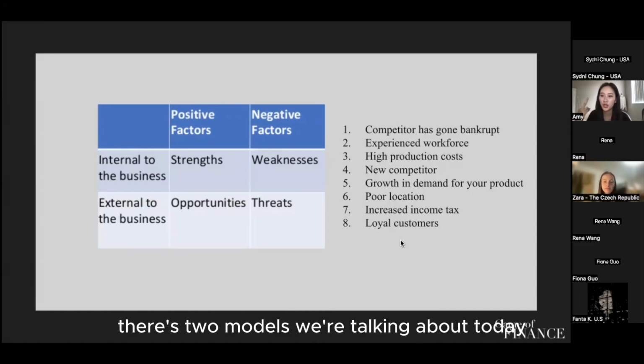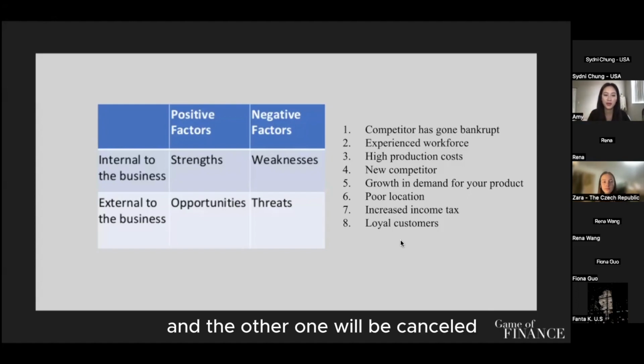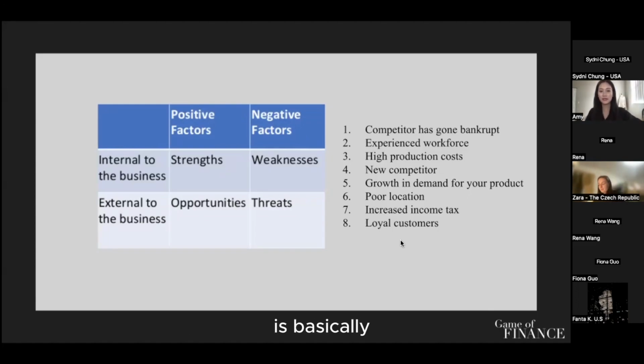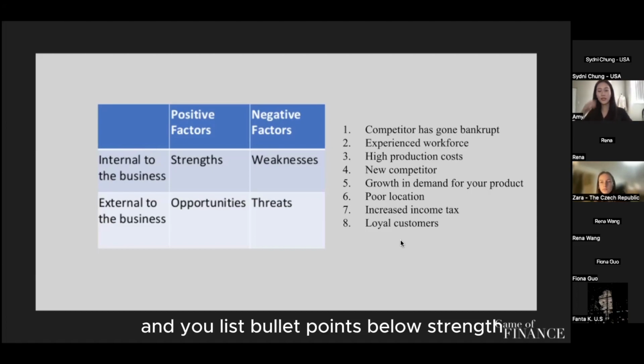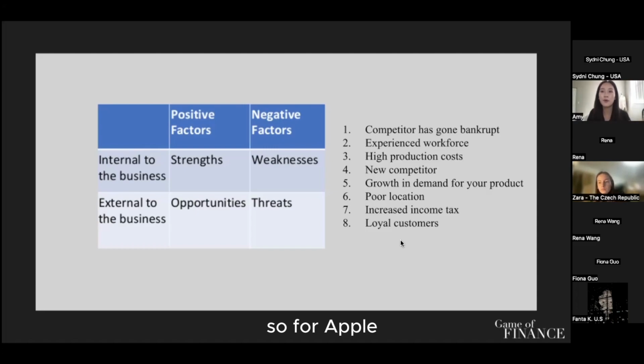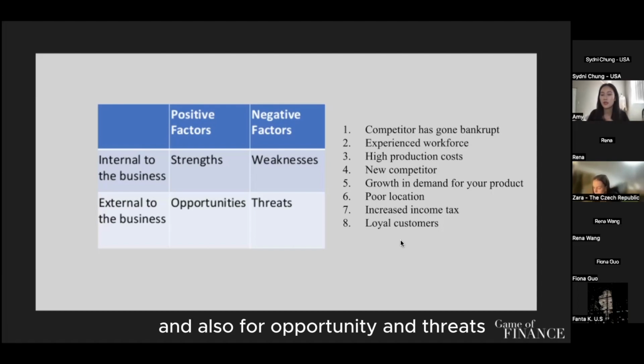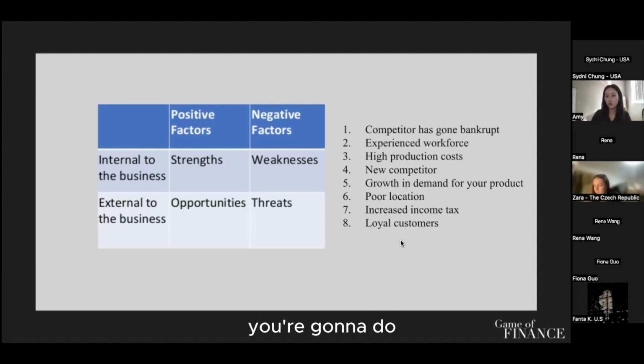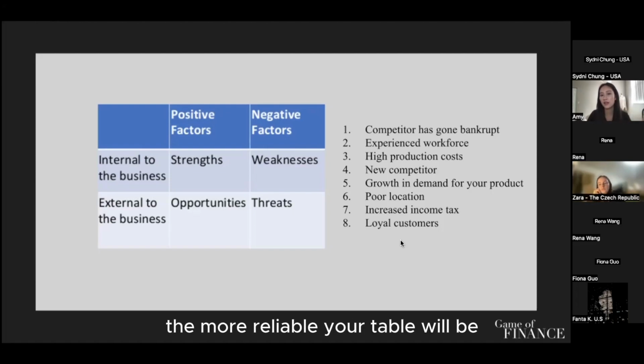Okay, so there are 2 models we're talking about today. One is SWOT and the other one will be Ansoff. So how to do it is you basically make a chart, a table, the blue one right here on the left. And you list bullet points below strengths. So for Apple, I'm gonna list they have good technology and they have loyal customers. And for weaknesses, I will just fill out bullet points under it. And then also for opportunities and threats. After that, you're gonna do research. So say what are some threats to Apple, and then you're just gonna list them down there. And the more points, the more research you have, the more reliable your table will be.